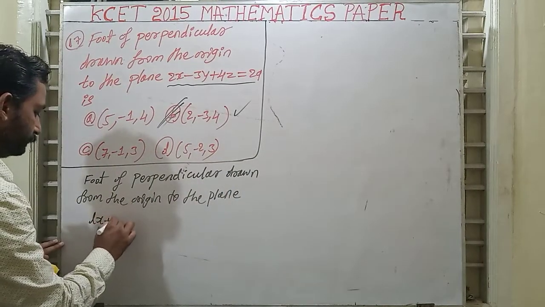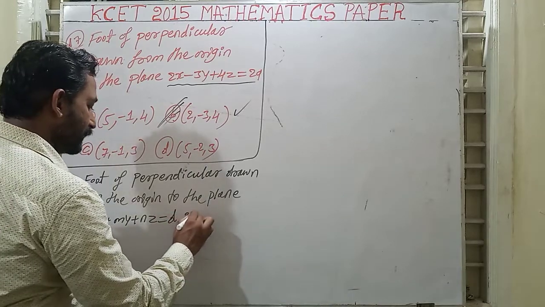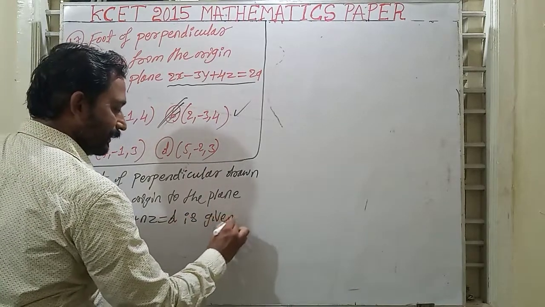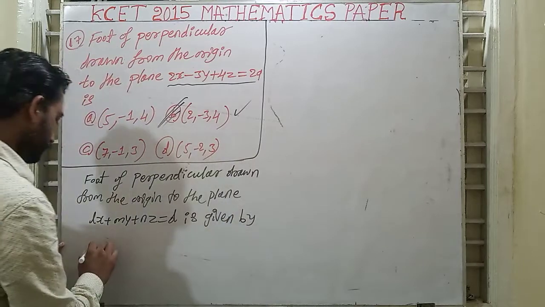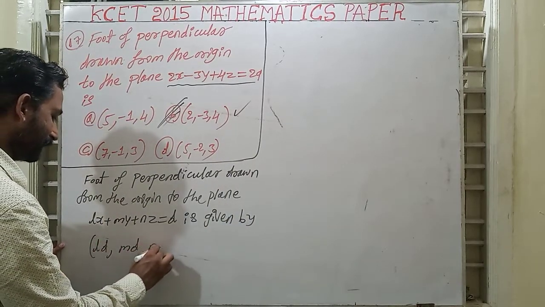Lx plus my plus nz is equal to d is given by ld, md, nd.